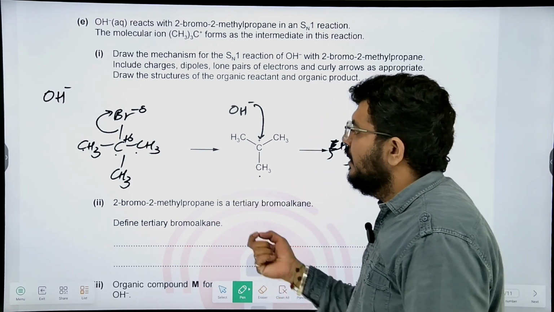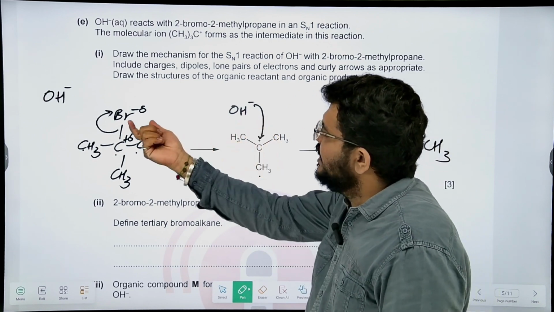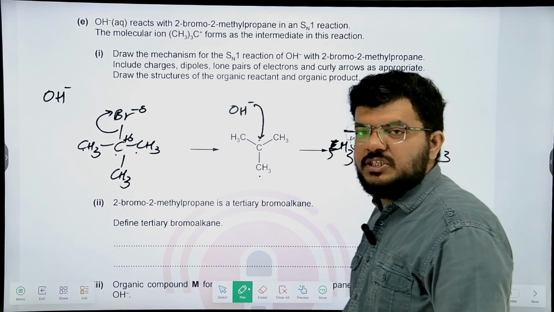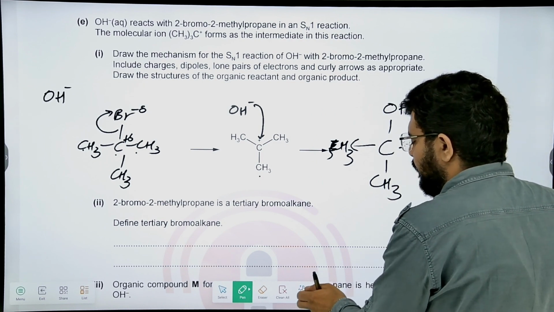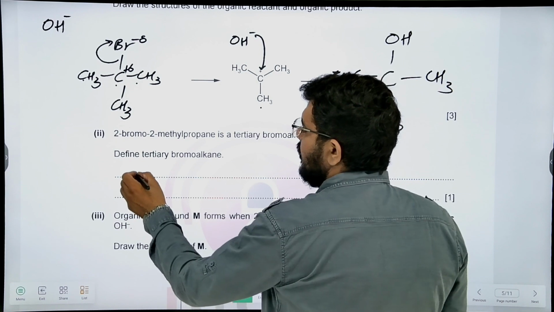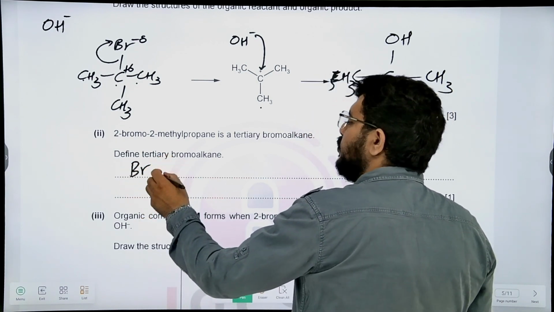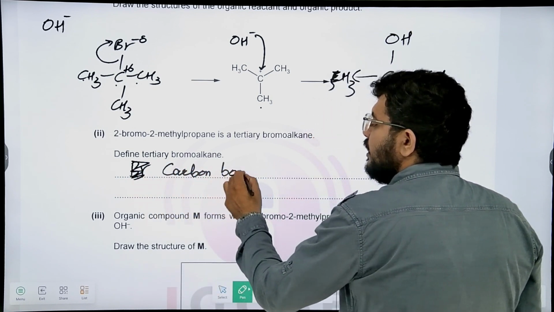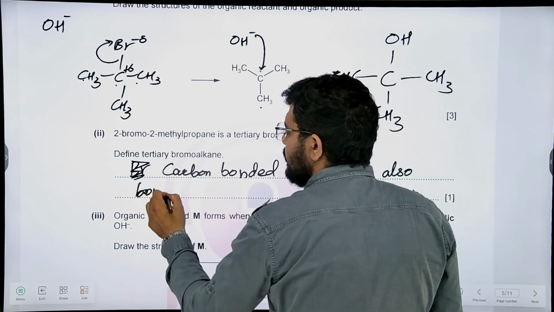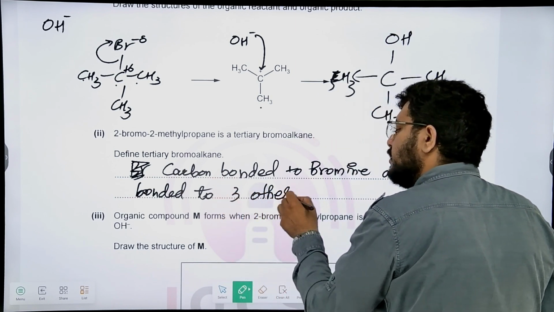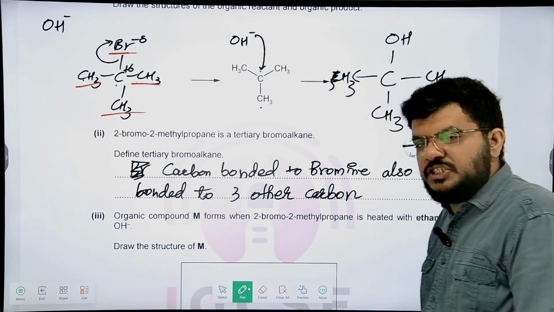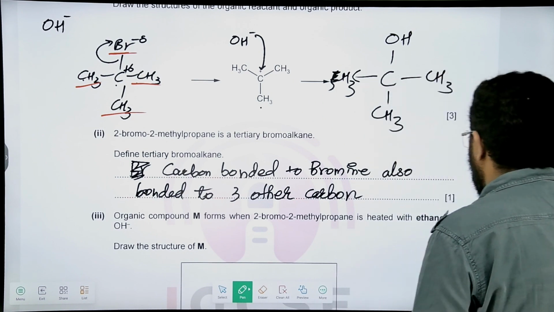So I know the intermediate is not bonded to OH minus and Br together, right? That is what an SN1 reaction is. How do I know it will undergo SN1? Because we are talking about the tertiary carbocation. If it was a primary carbocation, things would be different, right? Now, 2-bromo-2-methyl propane is a tertiary bromoalkane. Define tertiary bromoalkane: the carbon bonded to bromine is also bonded to 3 other carbons, right? It is tertiary. If it was bonded to 2 other carbons, it would be secondary. Bonded to 1 other carbon, it would be primary, right?